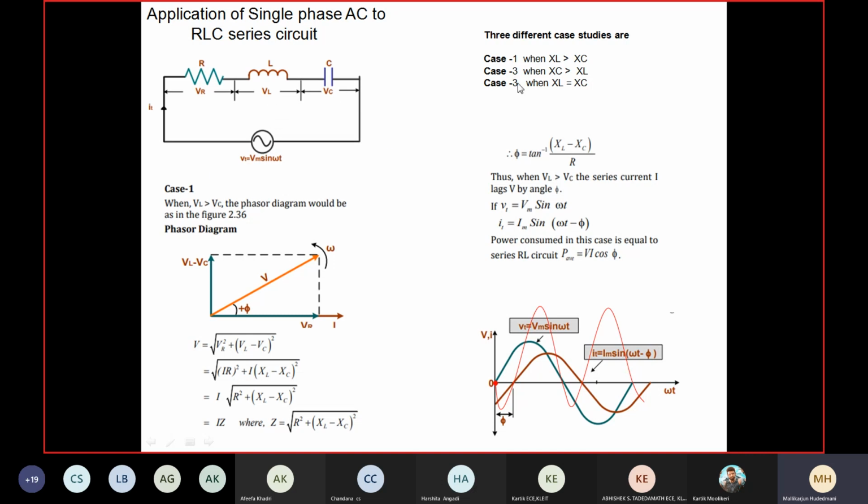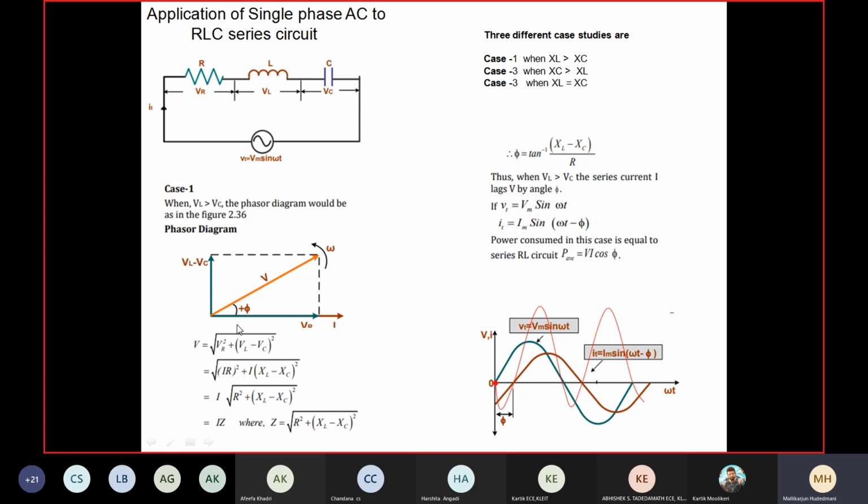When XL is greater than XC, it is easy to see that the value VL is larger than VC, or the magnitude of the vector VL, when we represent it vectorially, should be larger than that of VC. For that, what will we do? Again, we consider this is a series circuit. For the series circuit, the common element is current. Current flows through each one of them, so that's why we say series. In a series circuit, several elements are connected in series such that the same current flows through each one of them. Then current is taken as the common reference vector.